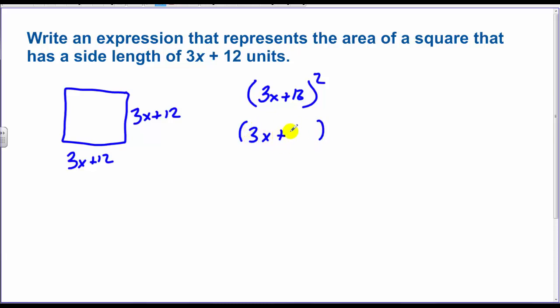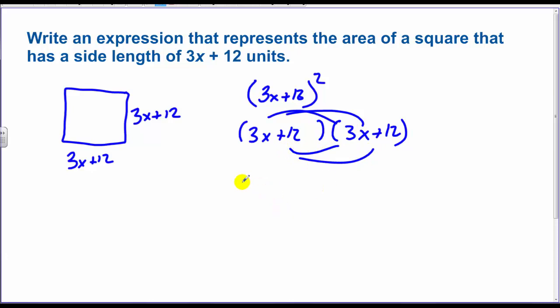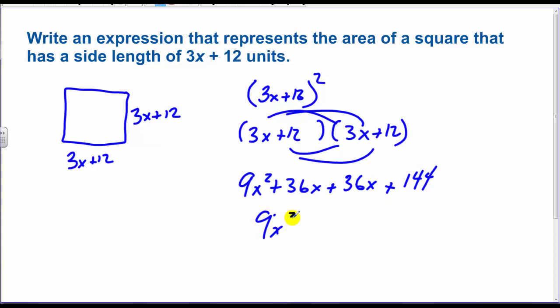We have 3x plus 12 multiplied by itself, and I'll FOIL all that out. We have 9x squared plus 36x and another 36x and 144, giving us 9x squared plus 72x plus 144.